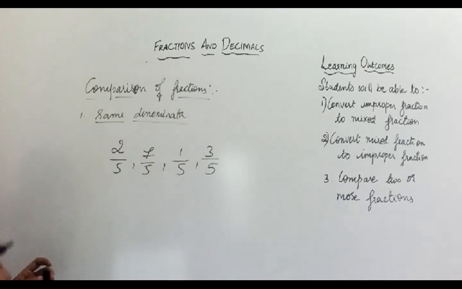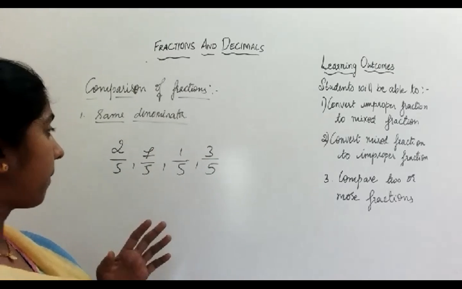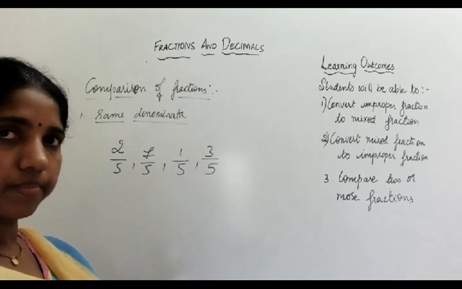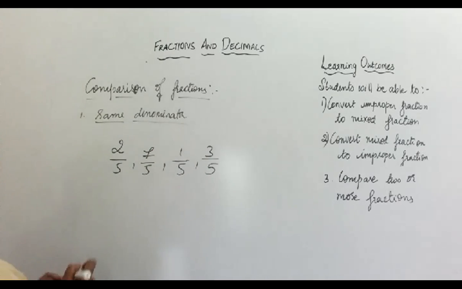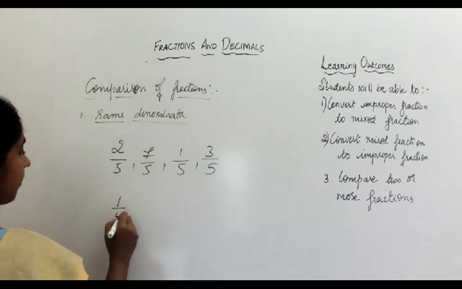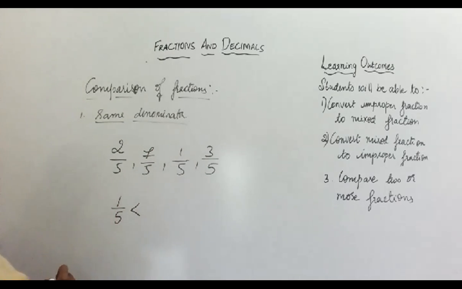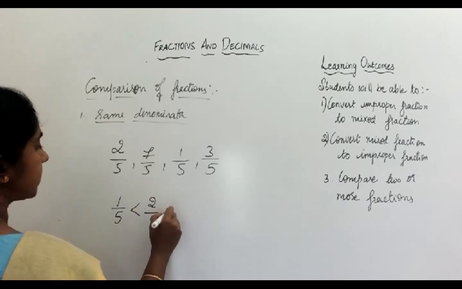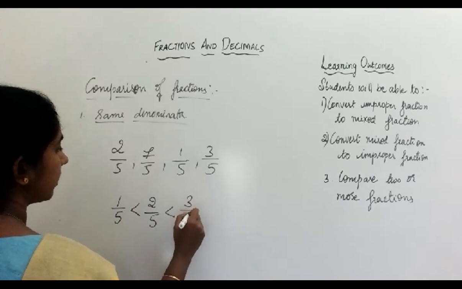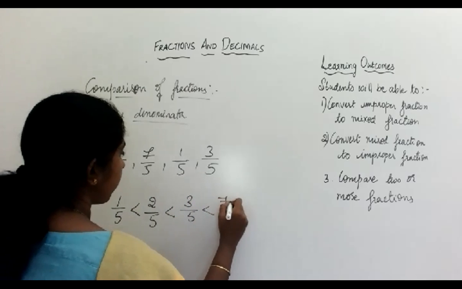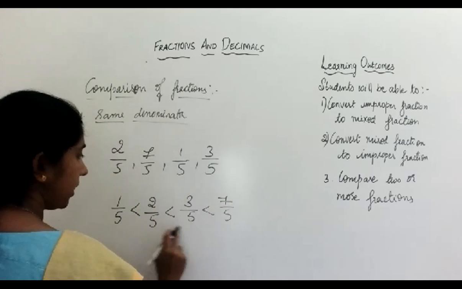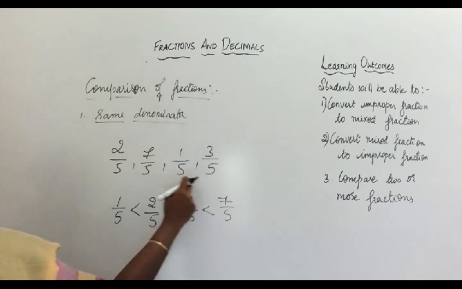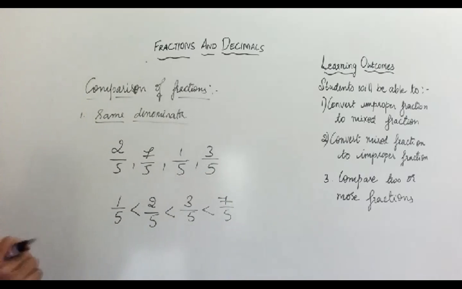You don't go to check whether the fraction is a proper fraction or an improper fraction. You are just writing it. So the first number will be 1 by 5. So 1 by 5 is less than 2 by 5, less than 3 by 5, and less than 7 by 5. So when the denominators are same, you just compare the numerators and you write accordingly.